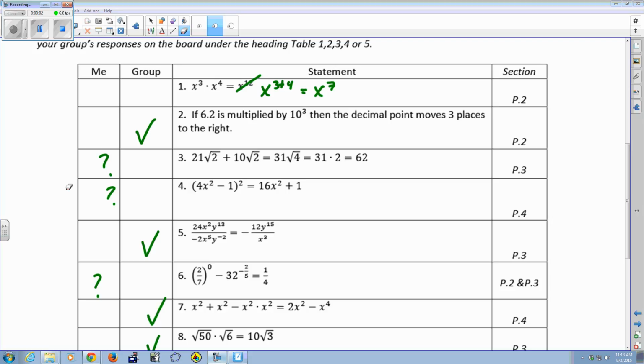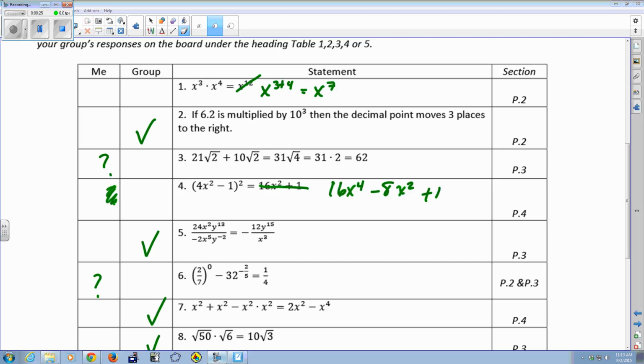So it looks like there's some disagreement with number 3 and number 4. There's some disagreement. Most tables, oh no, you changed. Okay. I think we're okay for number 4. Yes, okay. So we can take that out. We're in agreement that that's incorrect and that this is 16x to the 4th minus 8x squared plus 1.